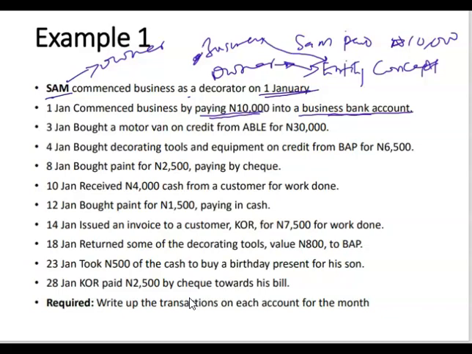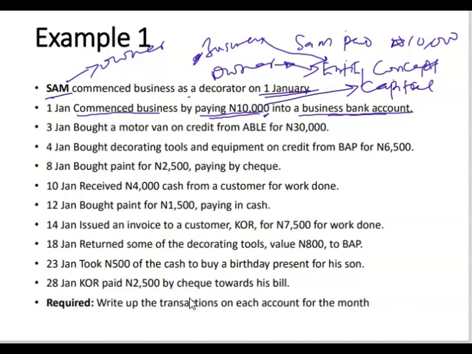Now, look at this again. This is at the commencement of the business. Sam commenced that business with 10,000. Now, this 10,000 stands as what? As capital to the business. That means Sam is introducing 10,000 to the business as capital. That means the business is expected to pay Sam back that 10,000 because it's a liability to the business.